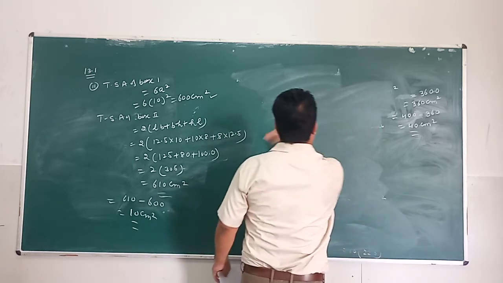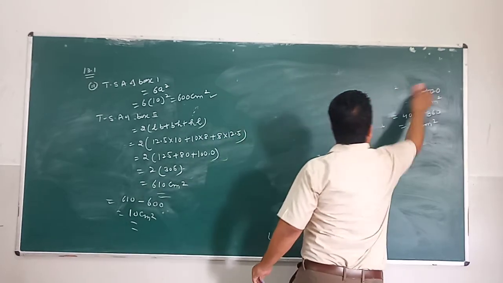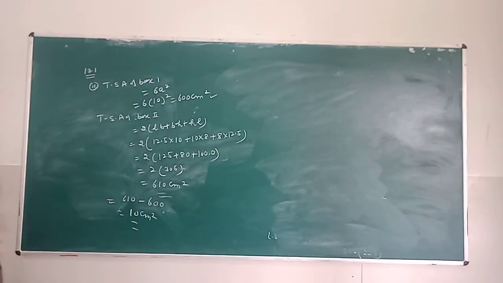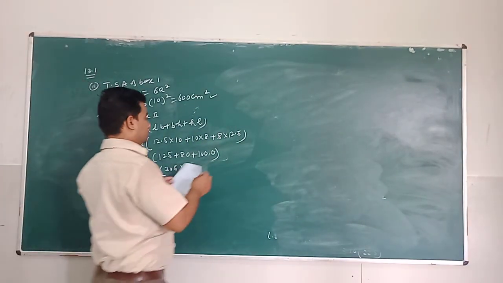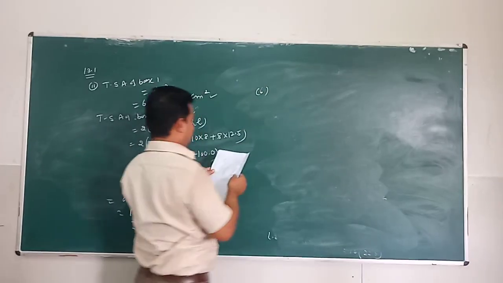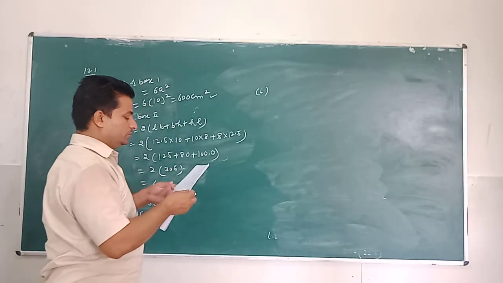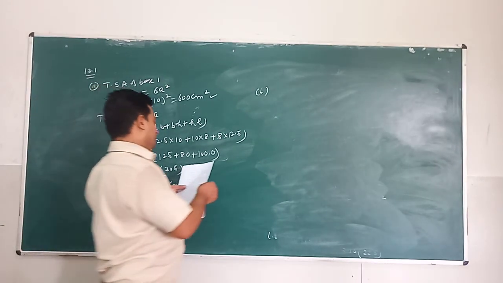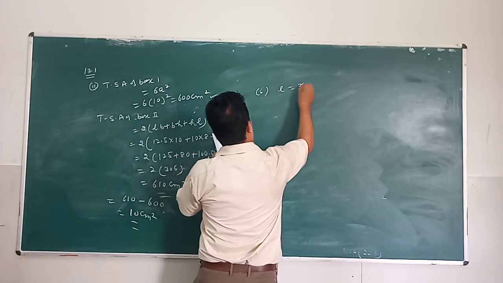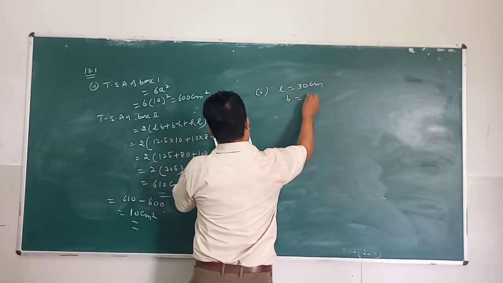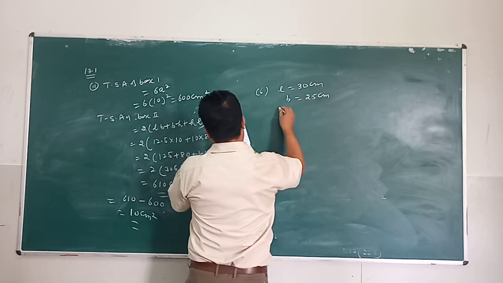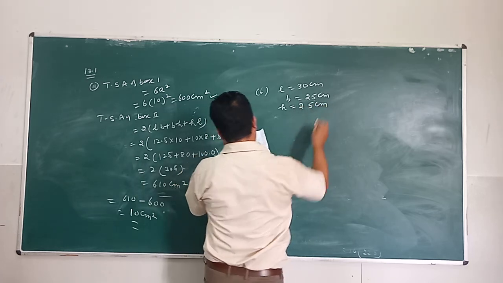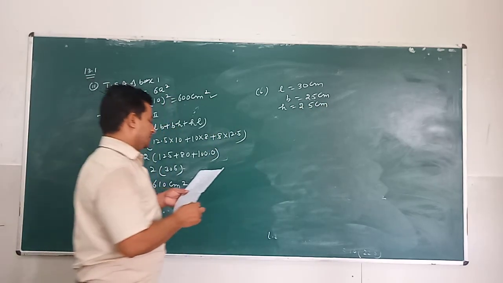In the next question, question number 6, the statement is: a small indoor greenhouse is made entirely of glass panes held together with tape. It is 30 centimeter long, breadth is 25 and height is also 25. The question is, what is the area of glass?